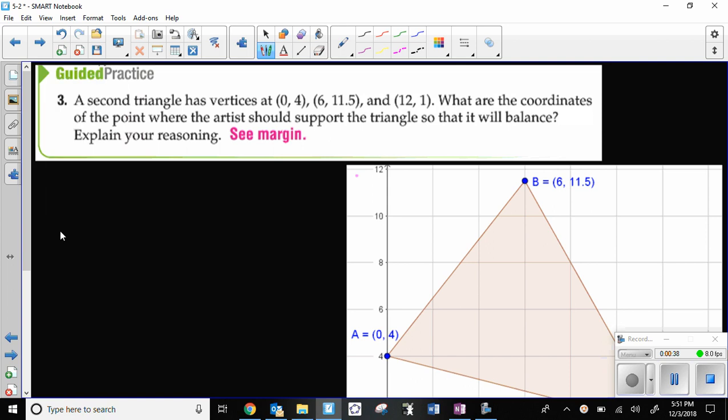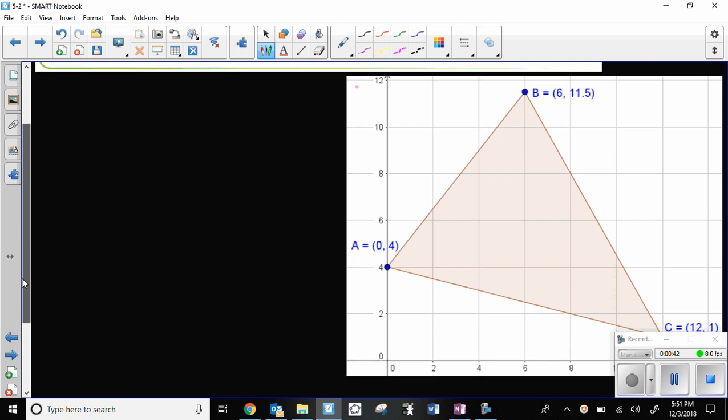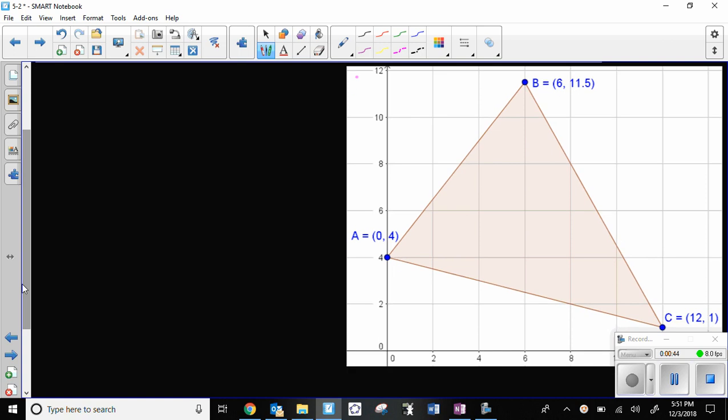So we're going to come over here to this example, right? And I have a triangle here. We're going to find the centroid of this triangle. So the first step again was to graph. The second step that we need to do is we need to find the midpoint of 2 sides. So let's find the midpoint. I'm going to write step 2 up here.